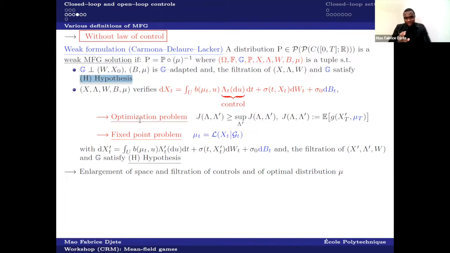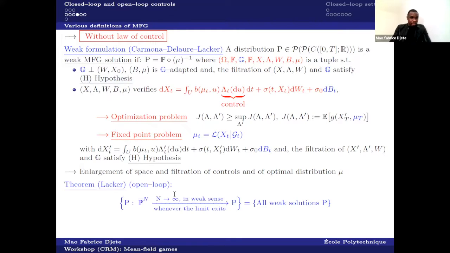I'm not going to go into details about this H hypothesis. It's tricky even to explain to probabilists; sometimes it's complicated. So I'm not going to go into details about that. When you enlarge filtration, you need to be careful because there is some compatibility you have to consider. It's tricky, but I'm not going to go into detail. So there is a paper of theirs showing that, among all the possible limits, you can characterize the set of Nash equilibria using this kind of weak solution.